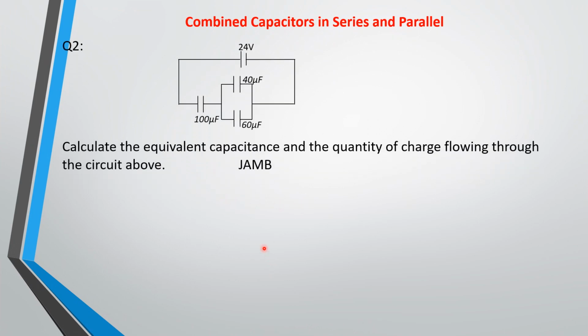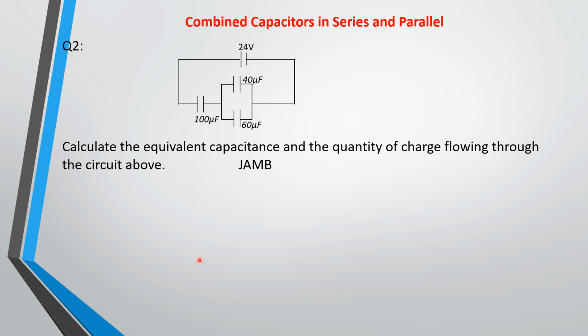Fine. This is another question. This question says: calculate the equivalent capacitance and the quantity of charge flowing through the circuit above. Now, you remember that when we discussed series and parallel arrangement of capacitors, for series arrangement, the quantity of charge is the same, but the PD is equal to the sum of the individual PD across each of the capacitors. Then for capacitors in parallel, the PD is the same. The quantity of charge is the sum of the individual charge in each capacitor.